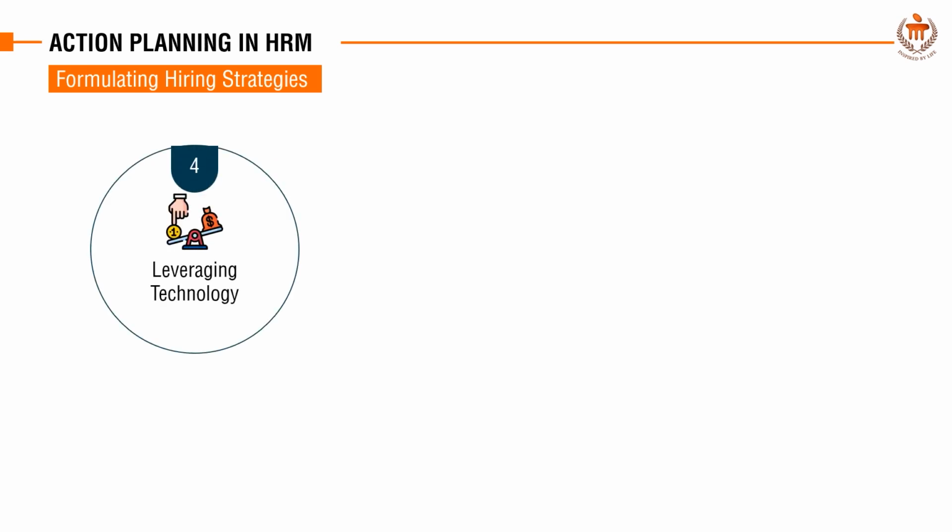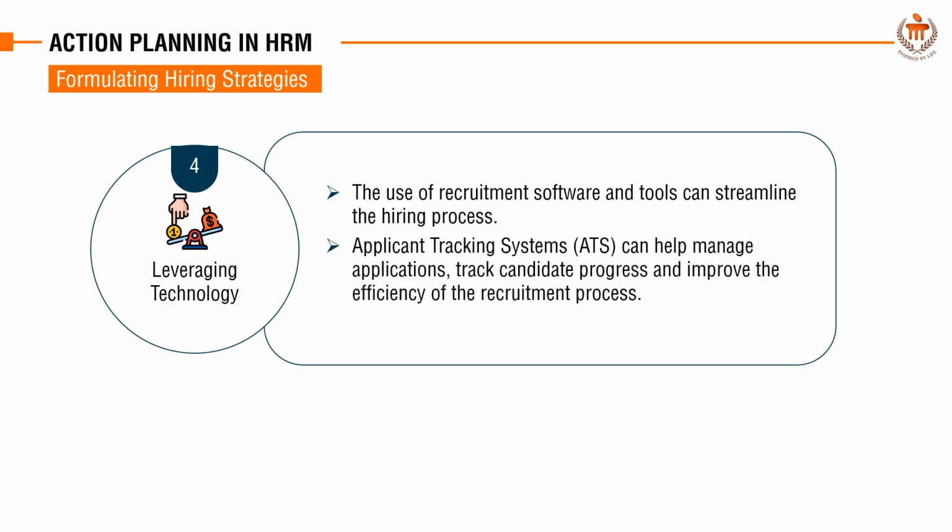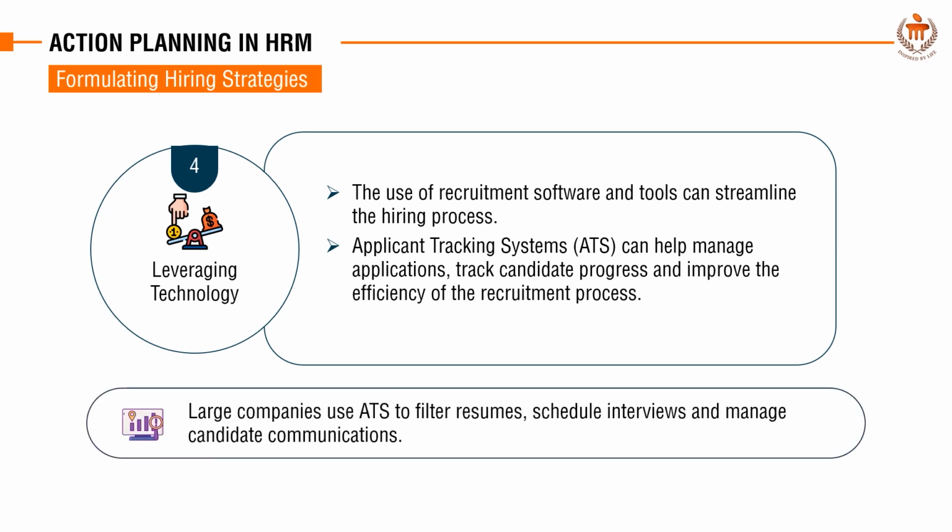Leveraging technology. The use of recruitment software and tools can streamline the hiring process. Applicant tracking systems, ATS, can help manage applications, track candidate progress, and improve the efficiency of the recruitment process. Example: large companies often use an ATS to handle a high volume of applications for positions. This system helps HR teams filter resumes, schedule interviews, and manage candidate communications.